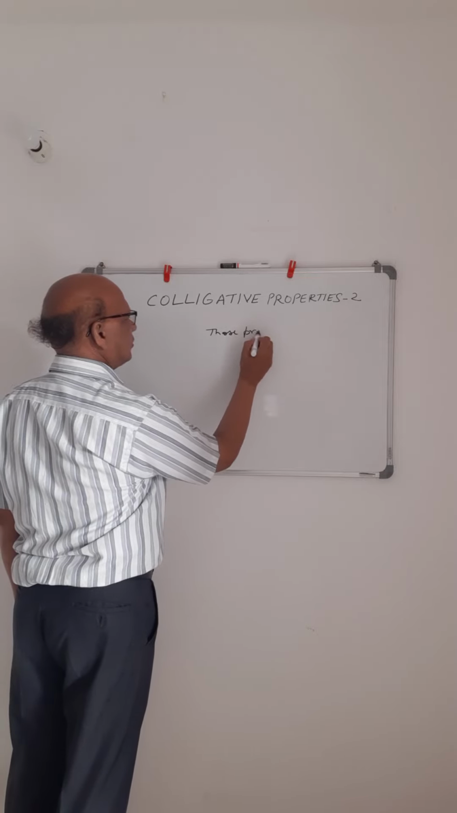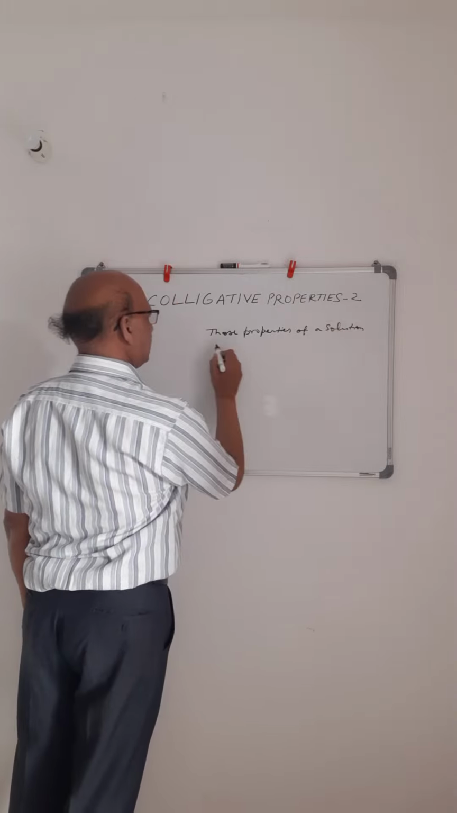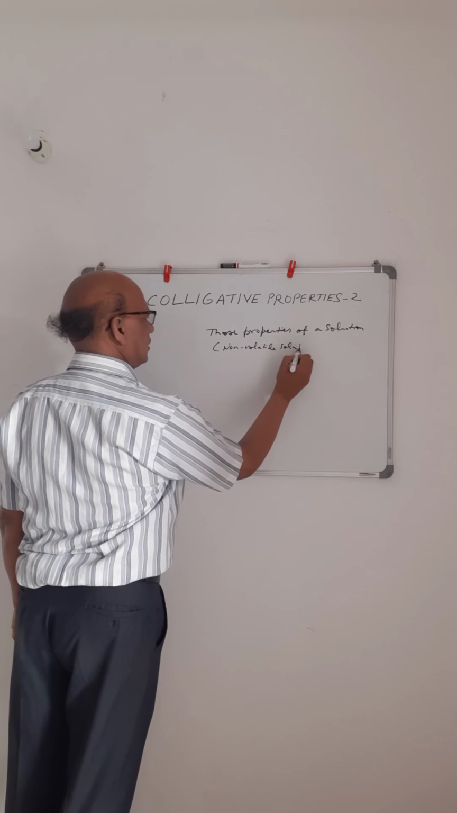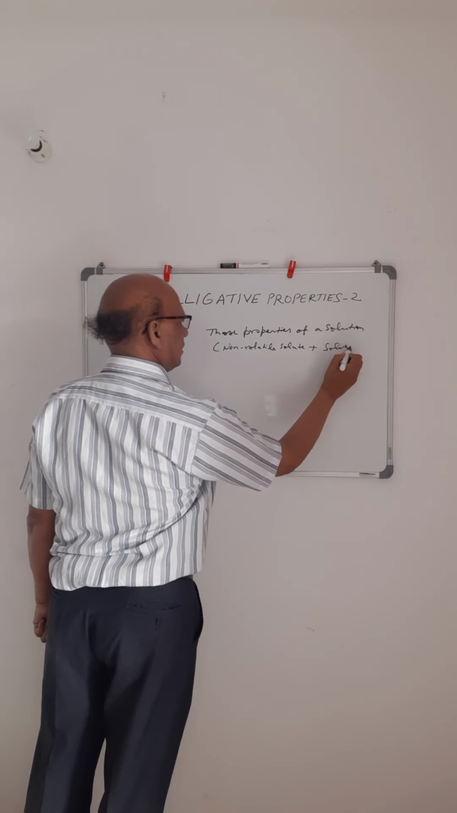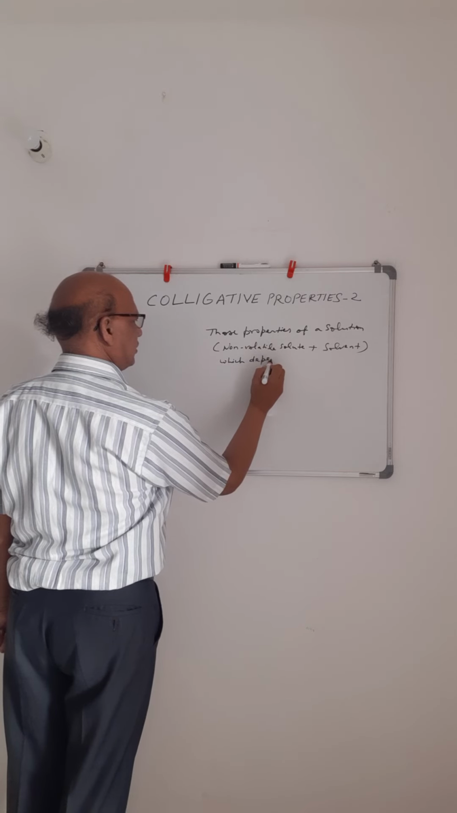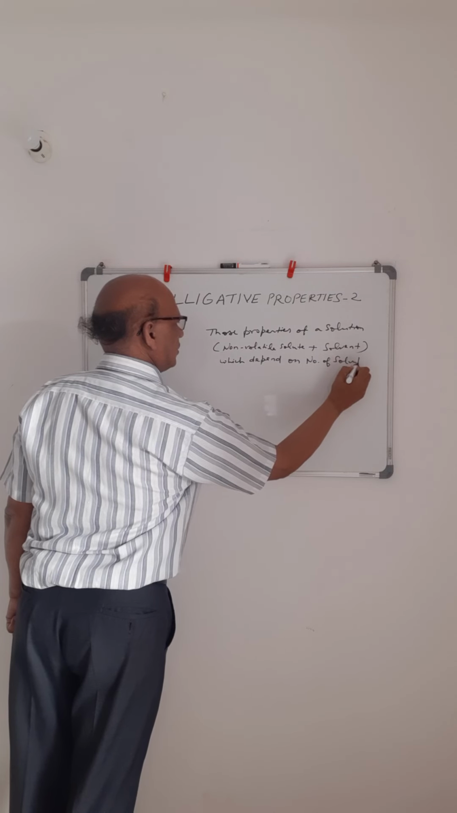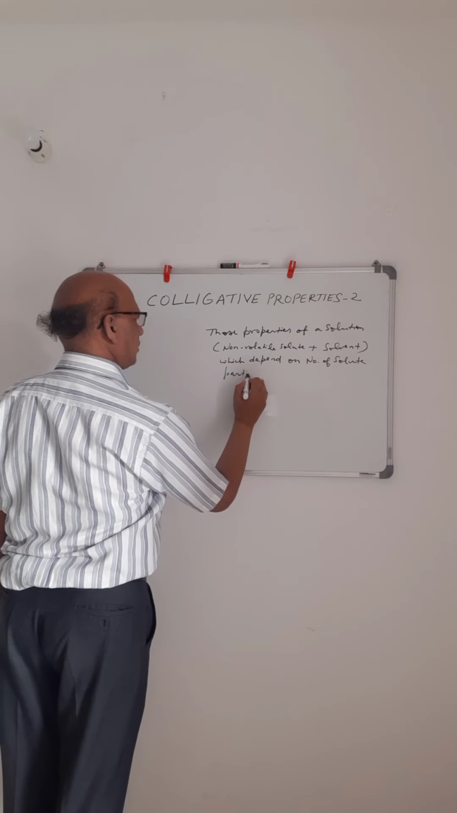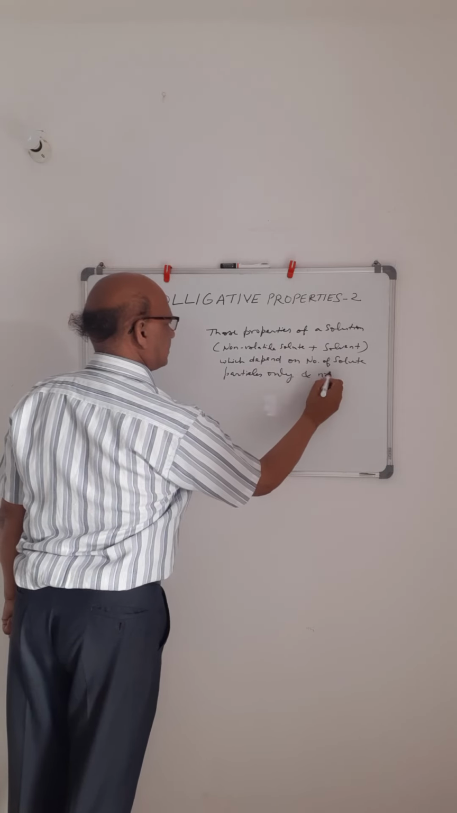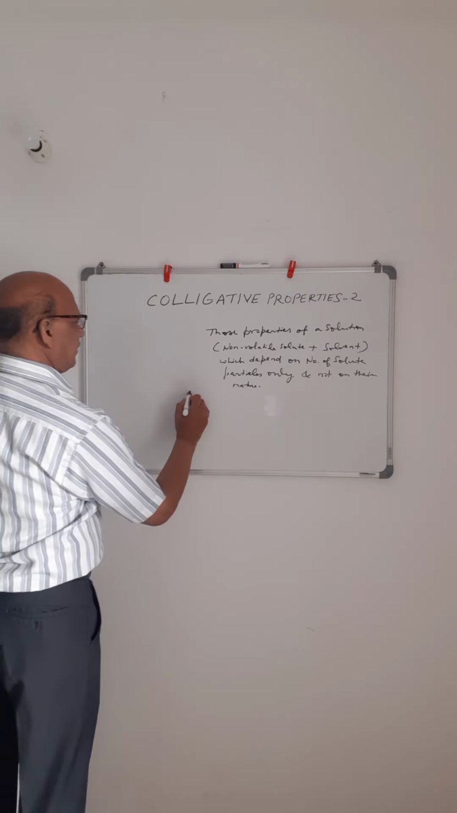Colligative properties are nothing but those properties of the solution, those properties of a solution that is having some non-volatile solute plus a volatile solvent that is in liquid state, which depend on number of solute particles only and not on their nature.